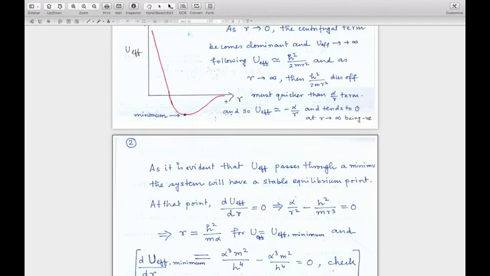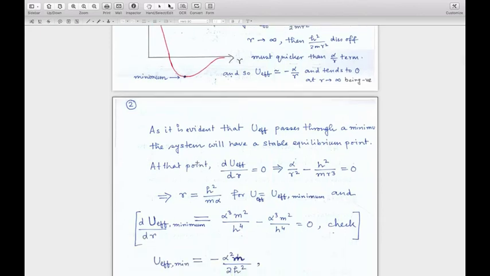But if you want to represent the whole motion as an effective one-dimensional motion, then with respect to that representative picture, U effective can be thought of as the total potential energy, and then this point can be thought of as a representative point of stable equilibrium.